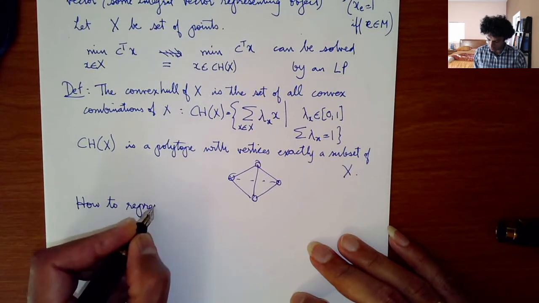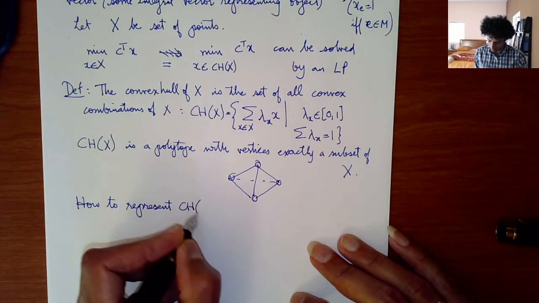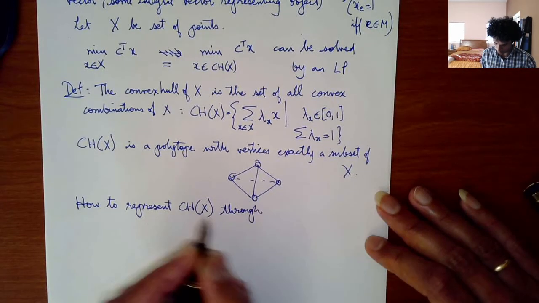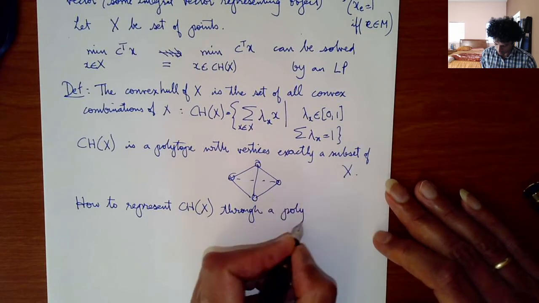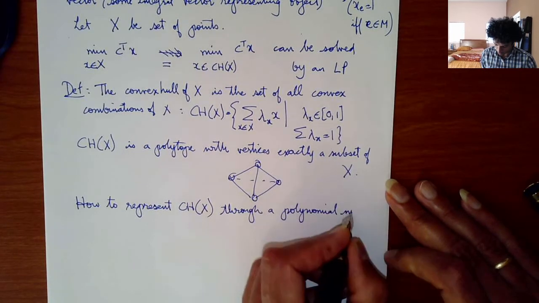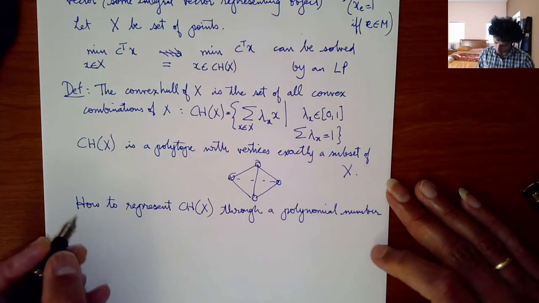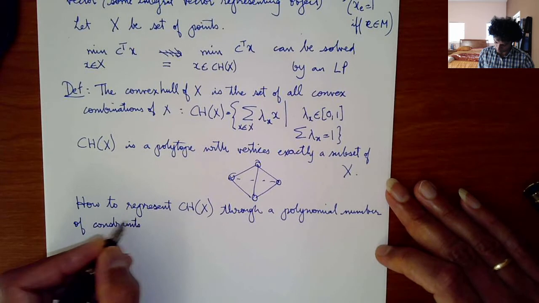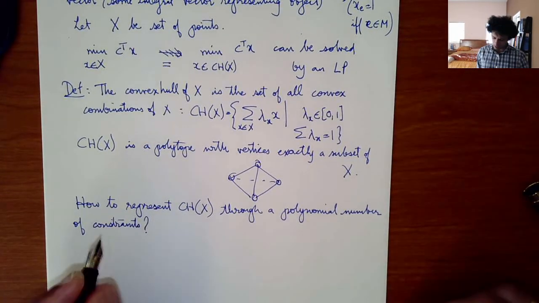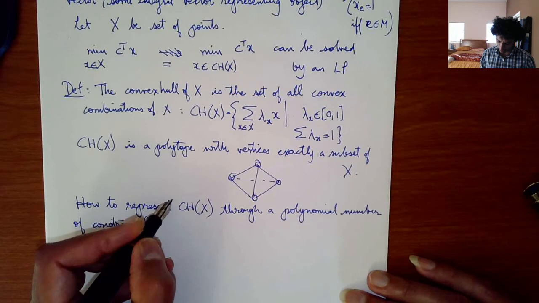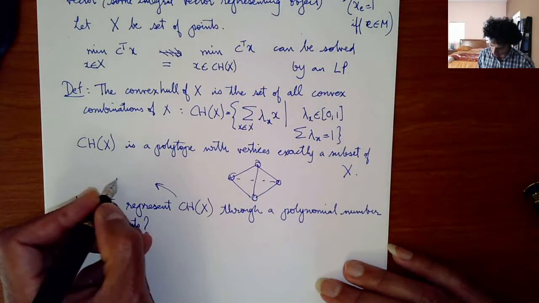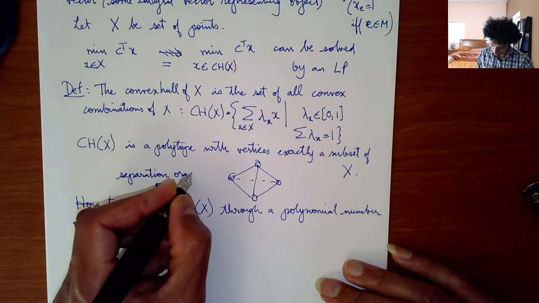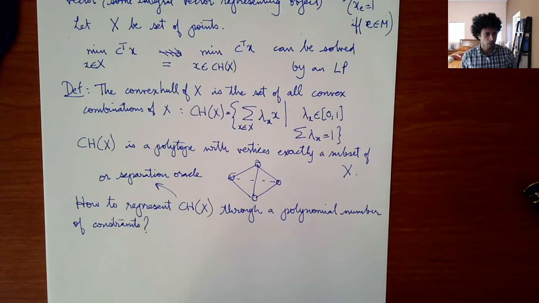How to represent the convex hull of X through a polynomial number of constraints. And in general, I won't get into this, but we can also say that even if you don't have a polynomial number of constraints, if you have a separation oracle, then you can use ellipsoid. But let's not get into that.